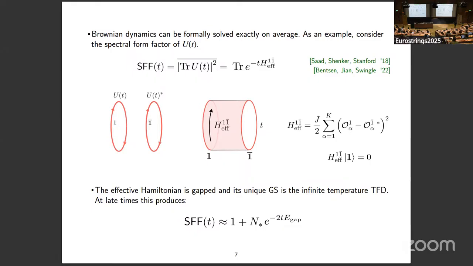Another interesting property which makes this solvable at very late times for a generic set of operators is that the ground state of this effective Hamiltonian is known. It is the infinite temperature thermofield double. And if the operators are generic enough, we expect the Hamiltonian to be gapped. We expect this ground state to be unique. And so at very late times, this kind of quantity will be dominated. So T is just the inverse temperature. Late times is like low temperatures. This kind of partition function will be dominated by the ground state, which gives a 1 contribution. Then the leading correction will come from the first excited states. So there's n star number of first excited states generally, and they have some energy E gap here. Okay.